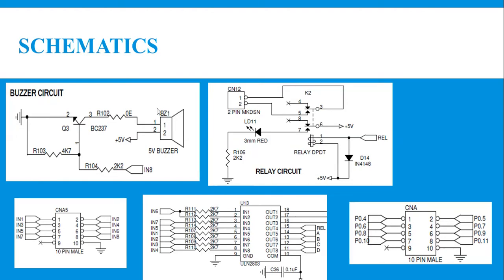The buzzer essentially consists of two terminals. You have to give the supply. One of the terminals must be connected to the supply voltage, and the other terminal must be grounded. Then this buzzer will generate a sound.